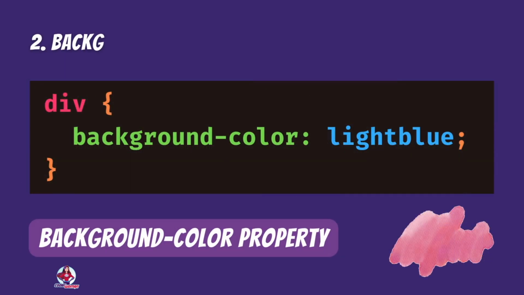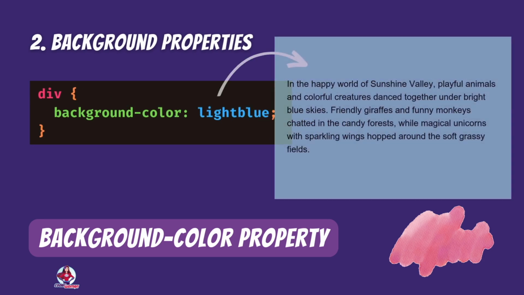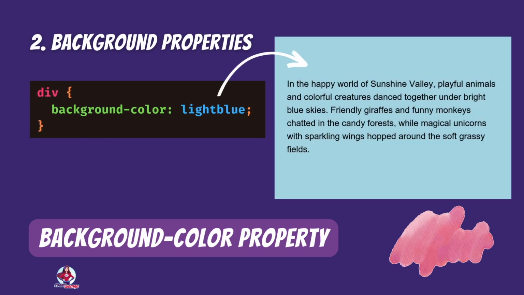Now that we've covered the text, let's move on to backgrounds. We will learn about changing the background color, adding an image, and adjusting the size of that image. Here we go. The background color property lets you pick a color for the background of an element. You can use color names, hex codes, or RGB values. For example, if you want to make a div's background light blue, you will write it like this.